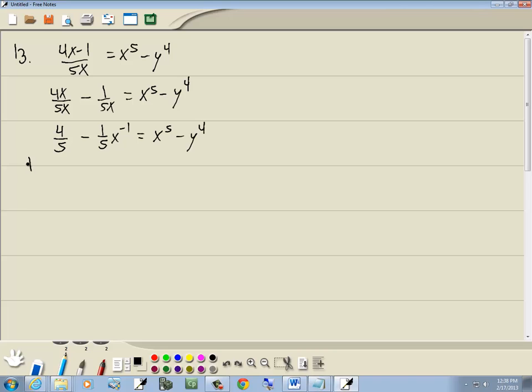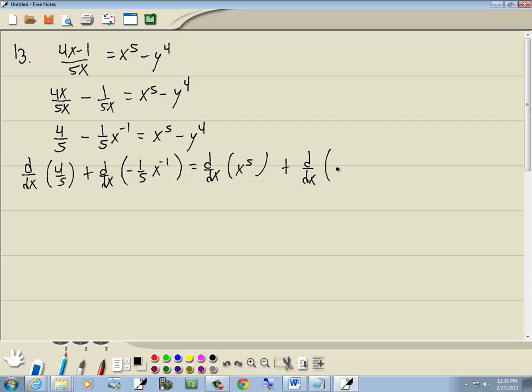Now for implicit differentiation, we'll take the derivative of everything where it's sitting. So we'll take the derivative of 4/5. We'll take the derivative of negative 1/5 x to the negative 1. We'll take the derivative of x to the fifth. And we'll take the derivative of negative y to the fourth.